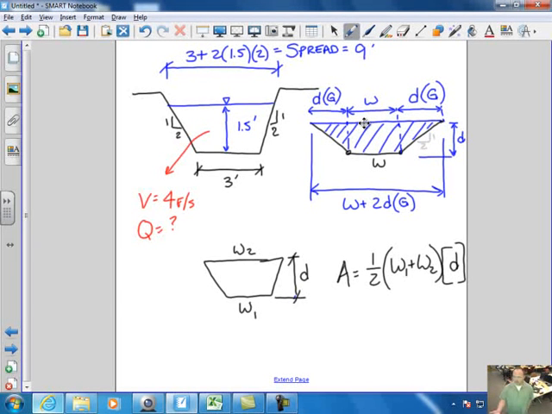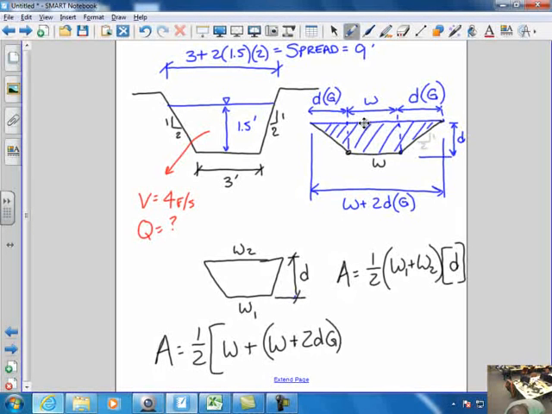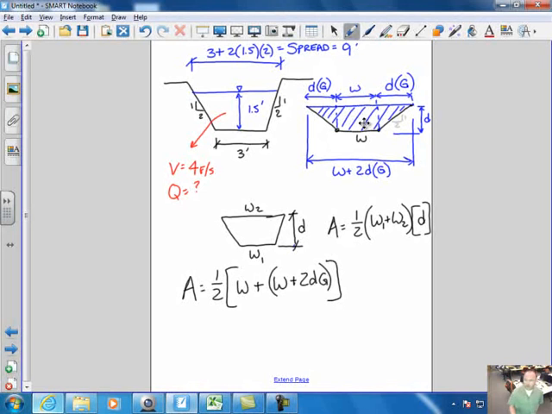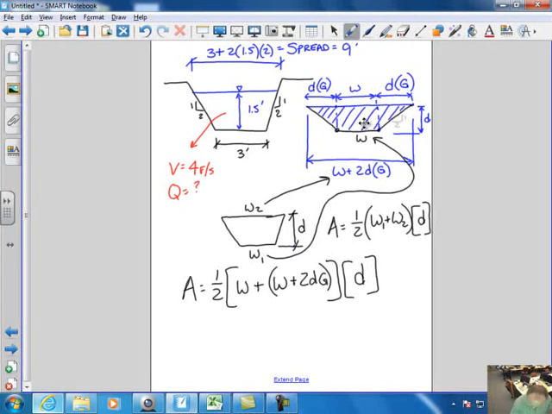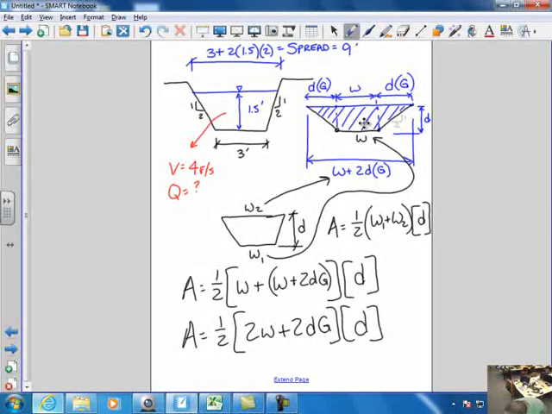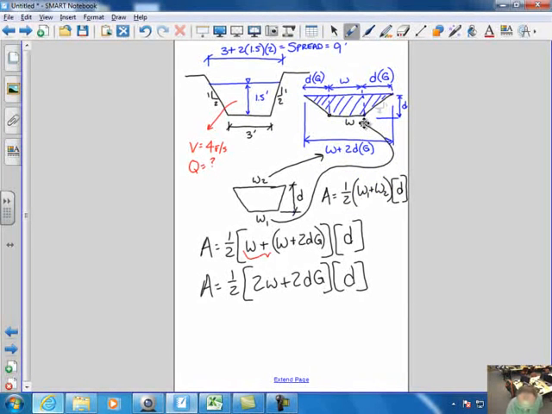Now in our case, we can substitute for W1 and W2. So area is equal to 1/2 my width, which is W1, plus the quantity W plus 2 times D times G. That's W2. This right here is W1. So I substitute those in, times my depth. So my area would equal 1/2 times 2W plus 2DG times my depth. And all I've done is combine W plus W to form 2W.